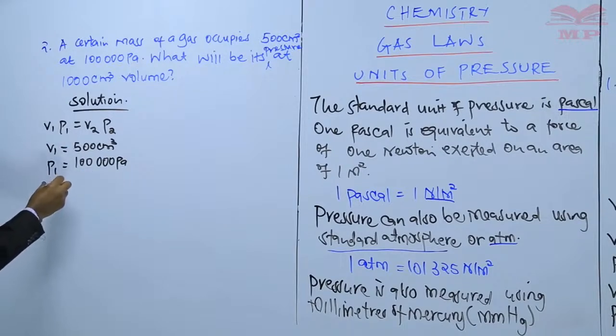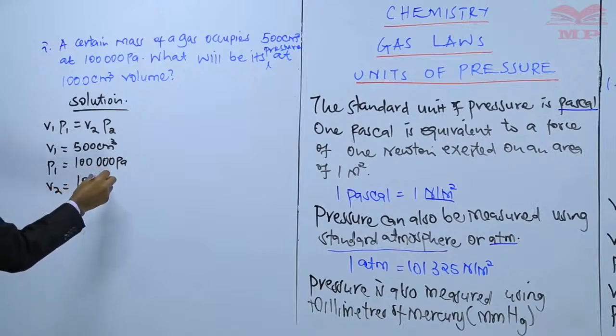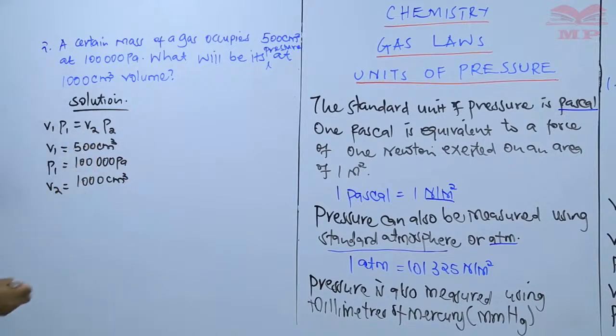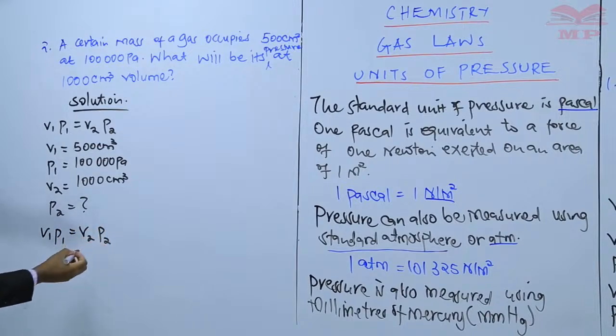V2 is 1,000. P2 we don't have, and that is what we are looking for. Therefore, using the expression V1 P1 equals V2 P2, we don't have P2, and that is what we are looking for, and therefore need to make P2 our subject. We'll make P2 the subject by dividing both sides by V2.